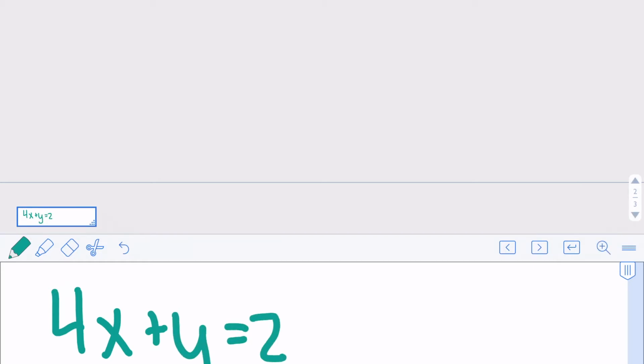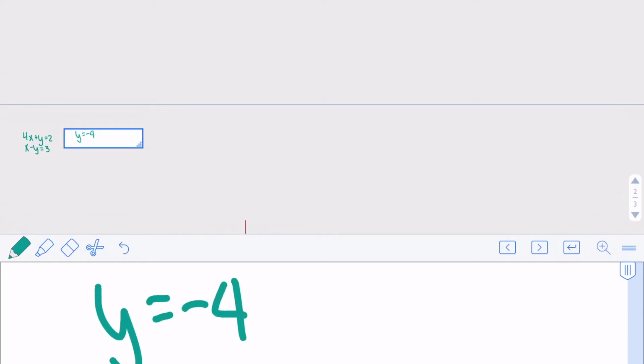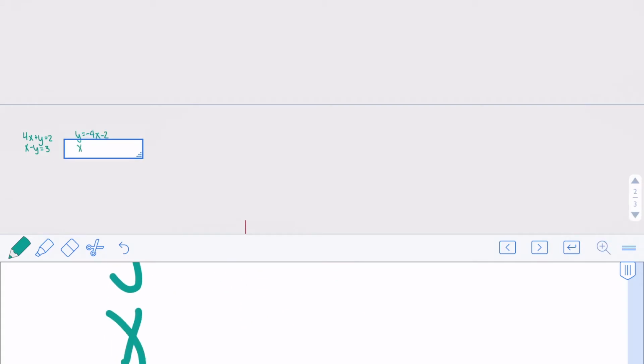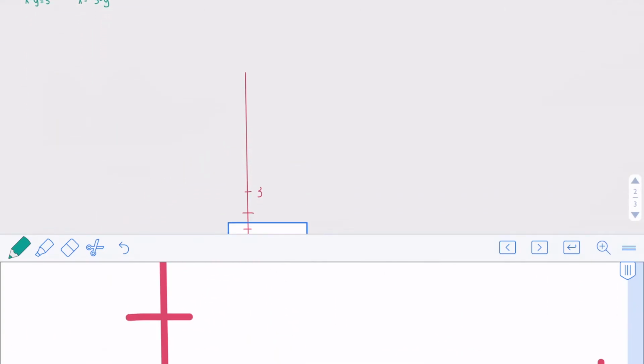And a little side note, not all systems have a solution, but this one does. As I said before, the lines that intersect have one solution, which is a point. The parallel lines have no solution, since they have no points in common, and then the lines that overlap onto one another have infinitely many solutions. Now it is time to graph the system.